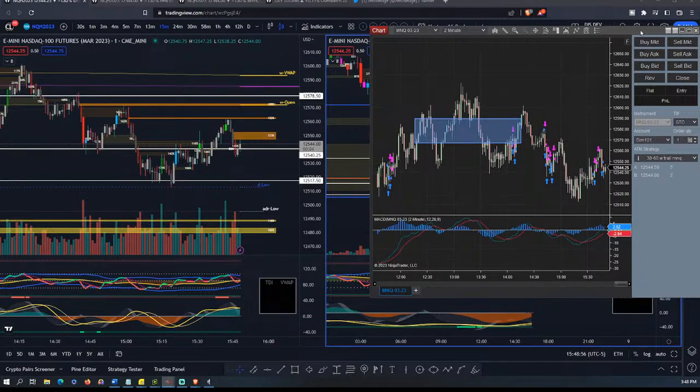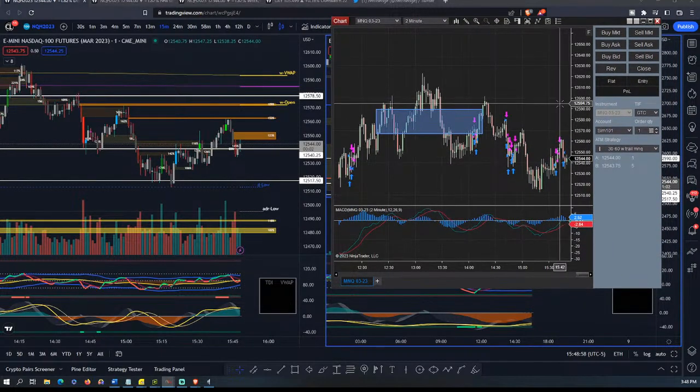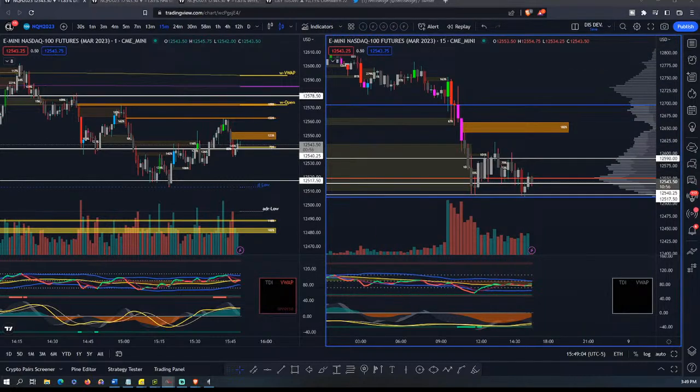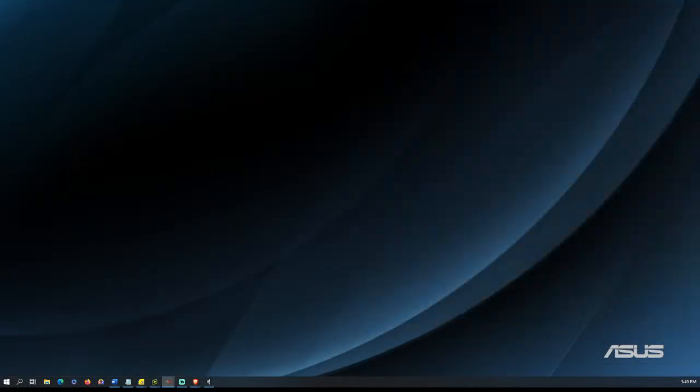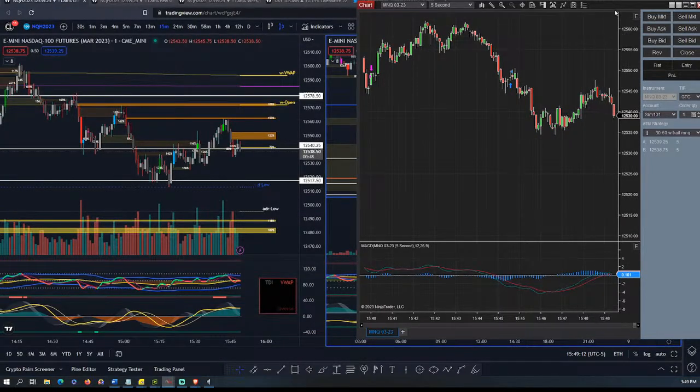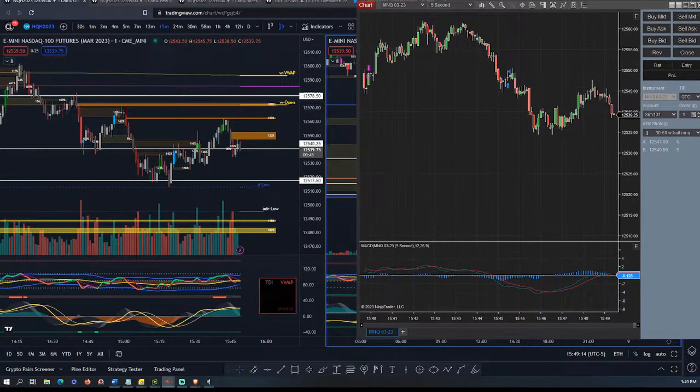Okay. Anyway, so when you use Apex Trader Funding, the platform that you use to trade and execute your trades is NinjaTrader. This is NinjaTrader. Let me pull up the 5-second chart. All right. There you go. There's a 5-second chart.